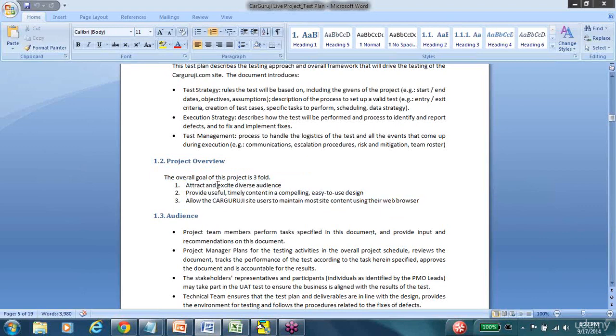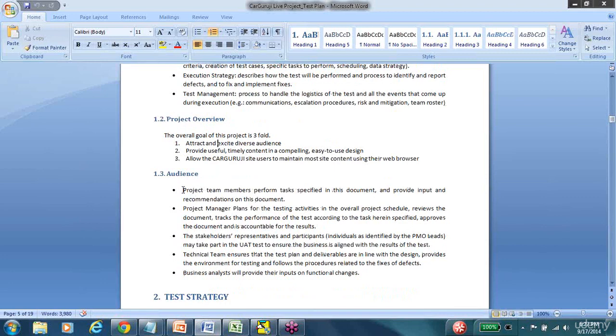So this is giving us a high level, setting a high level context for what we are going to test and what should be the final, ultimate business target that this software system is expected to satisfy. And there comes the audience.